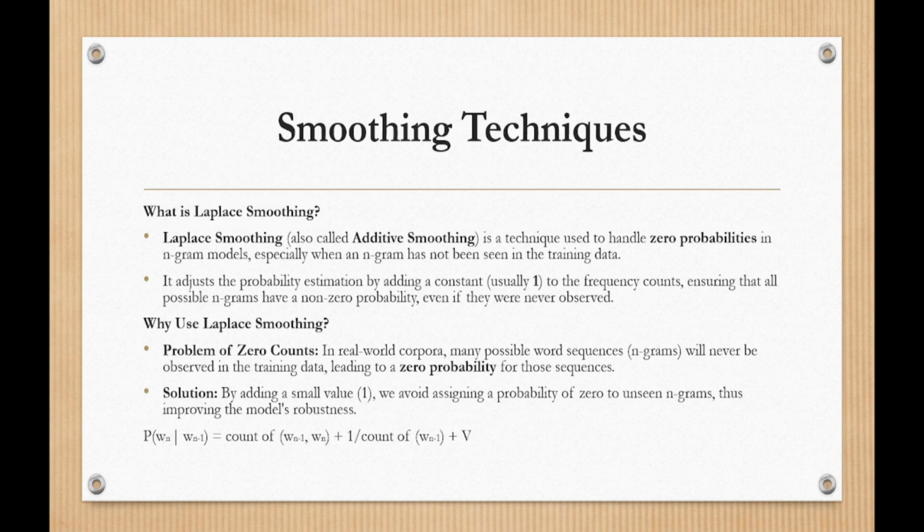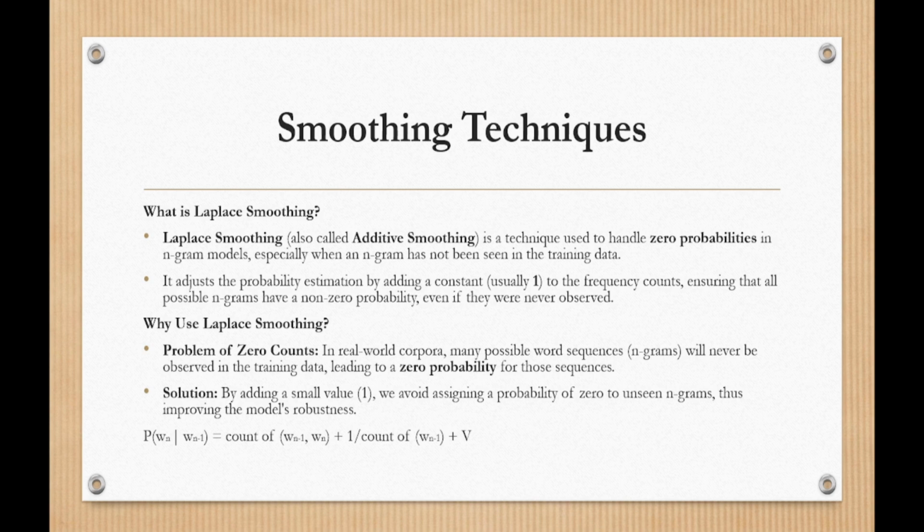Imagine you are guessing the next word in a sentence, but a word combination like "I love unicorn" has never appeared or been seen before in your data. Without Laplace smoothing, the probability of this word combination will be 0 because it has never happened. But we don't want to give up on them completely. Laplace smoothing is like adding a little bit, usually 1, to every word pair, even if you have never seen it before. This ensures that every word combination has a chance of happening, even if it's new to the model.